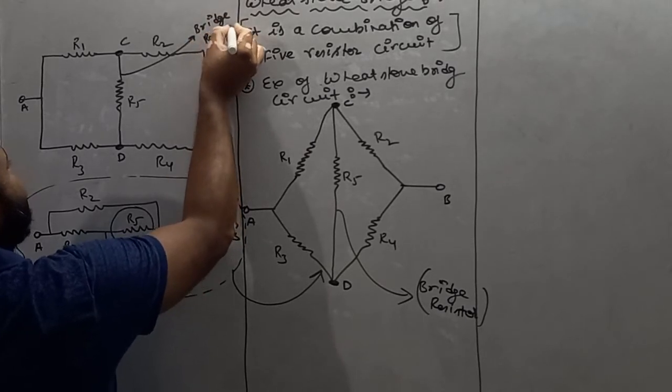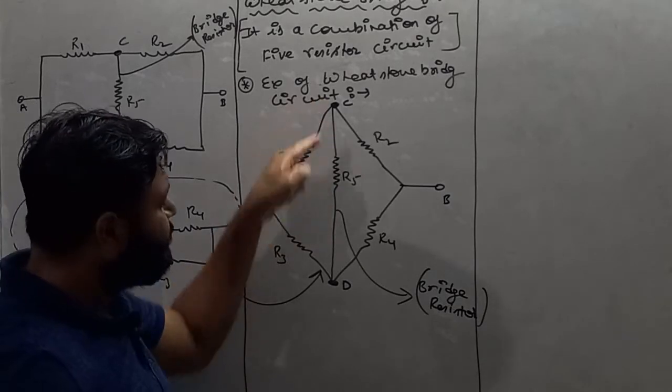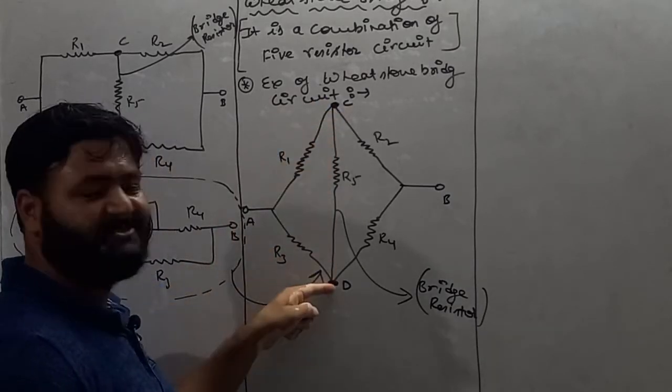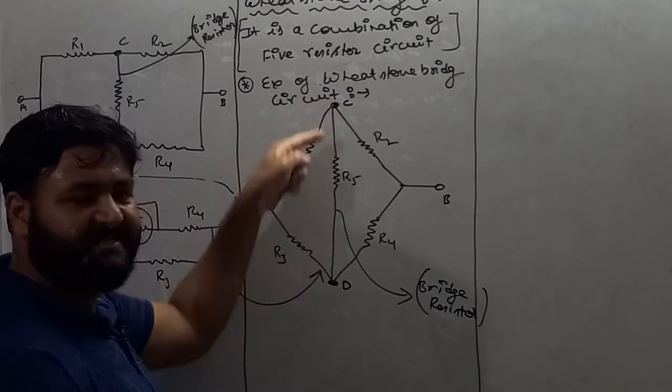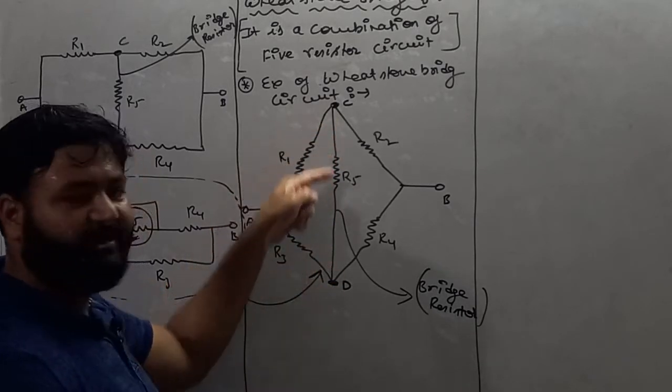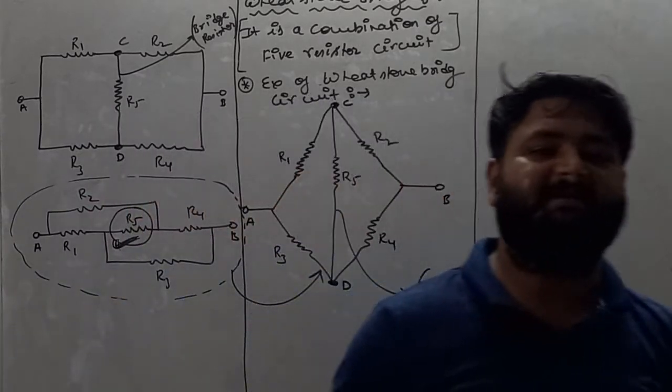Why is this resistor called a bridge resistor? Because this resistor is connecting two different points, two terminals, we can say two terminals are connected with each other with the help of this resistor. That resistor is called R5. So this resistor is considered to be a bridge resistor.